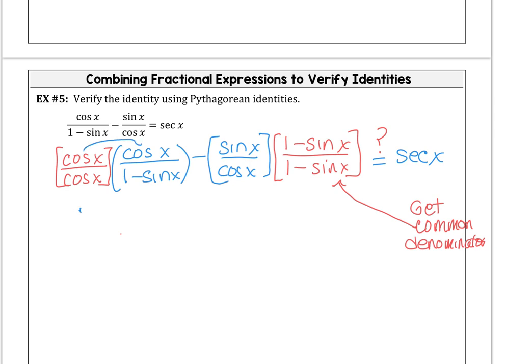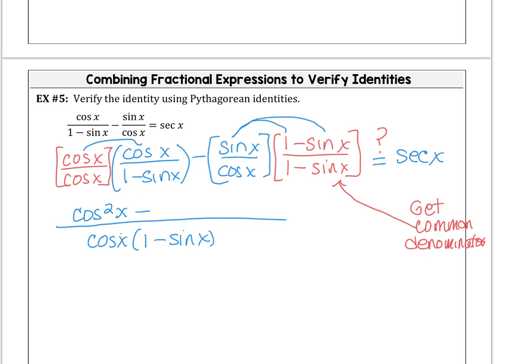This multiplied together is cosine squared, and I'm going to keep that common denominator because we have cosine of x times 1 minus sine of x. You can tell this is that denominator here, and it's the same denominator here. And multiplying by the numerator, so we've got minus a sine times 1, and then minus a negative. So a negative sine times a negative sine is a positive sine squared. Is that equal to secant?